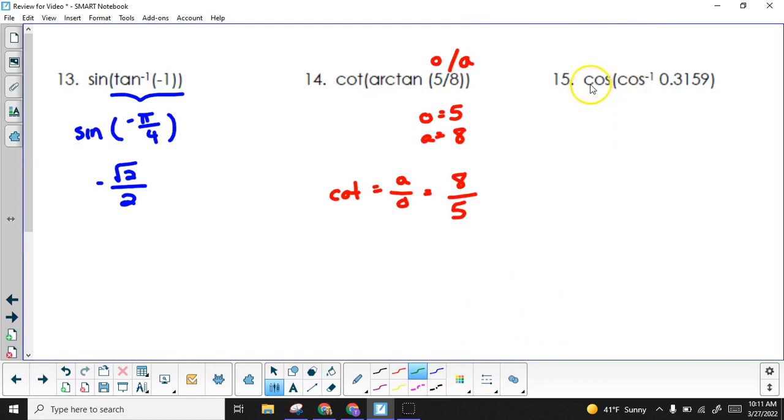For number 15, the cosine of the inverse cosine of 0.3159. Now, we certainly don't know what angle on the unit circle has a cosine of 0.3159. We don't need to do this as a right triangle either, because the cosine and the inverse cosine simply cancel each other out, and our answer that we're left with is 0.3159.